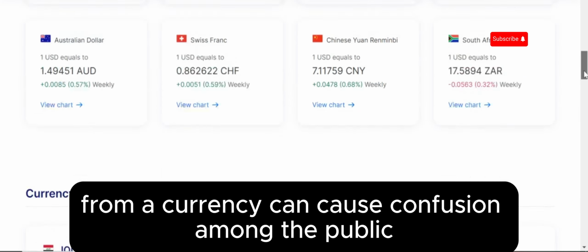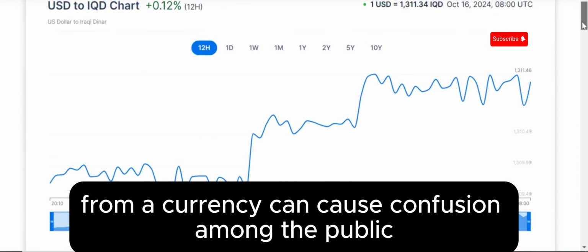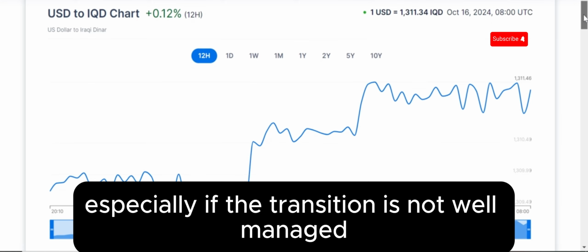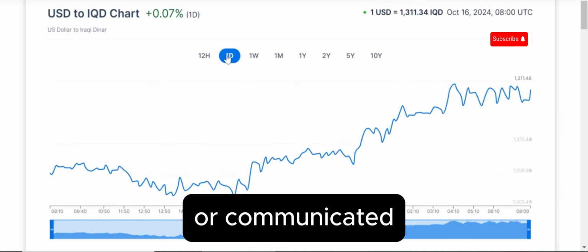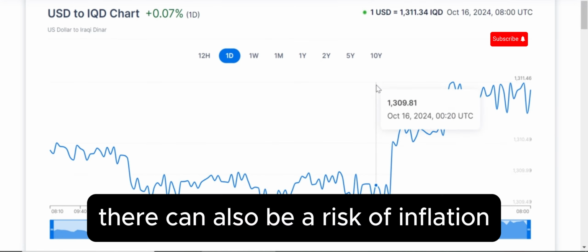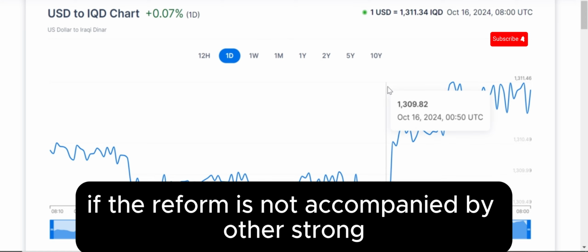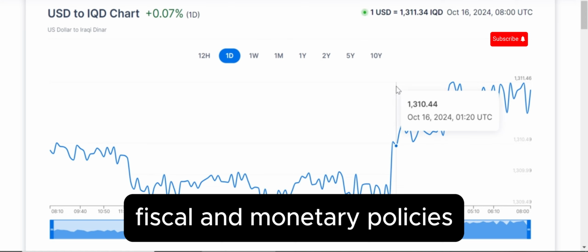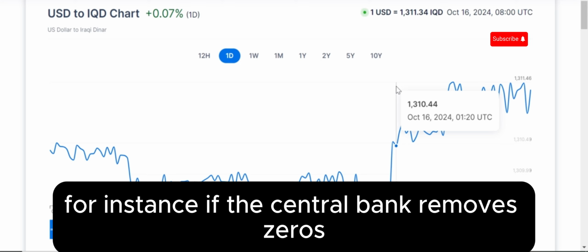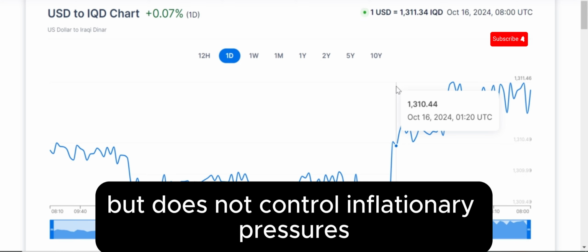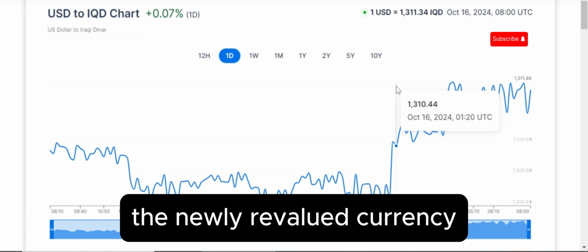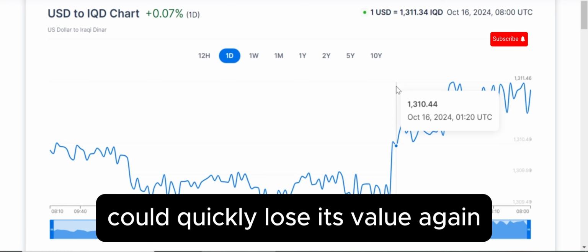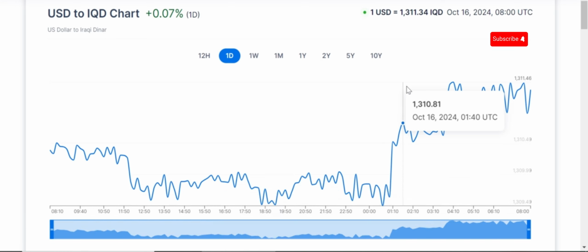Removing zeros from a currency can cause confusion among the public, especially if the transition is not well managed or communicated. There can also be a risk of inflation if the reform is not accompanied by other strong fiscal and monetary policies. For instance, if the central bank removes zeros but does not control inflationary pressures, the newly revalued currency could quickly lose its value again.